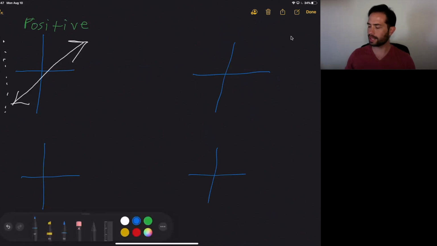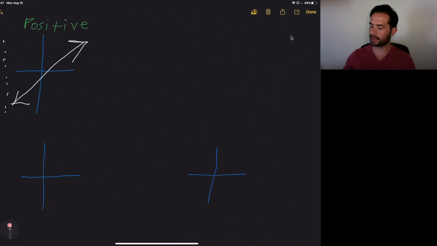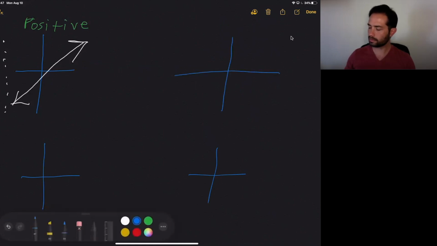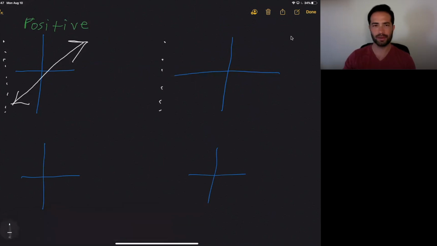Okay, so now let's look at a negative slope. So here's our axes. And again, we're going to look left to right. So again, we put our eyes right here, and we look left to right. And if you see a line that does this, you're going down a mountain, left to right. You're going down a mountain.